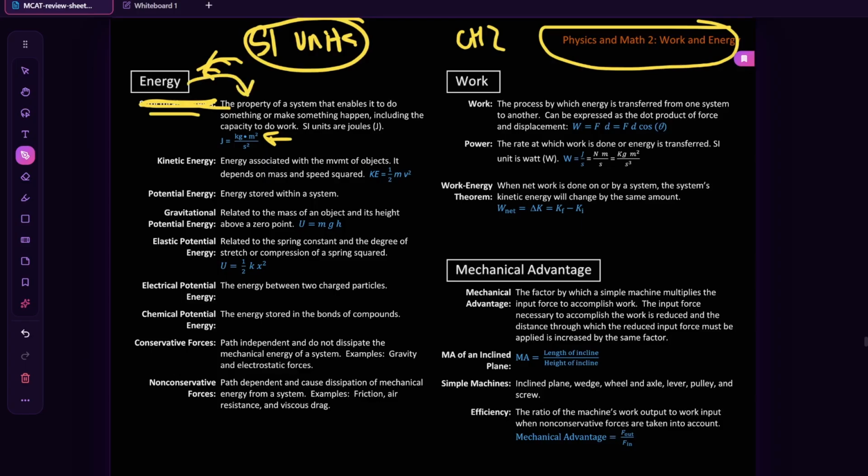And then you have kinetic energy. It's important to memorize the formula here: kinetic energy is equal to half m v squared. You're going to use that for a lot of practice problems. Kinetic energy is the energy associated with objects that are moving. So for any moving object, you're going to end up using kinetic energy.